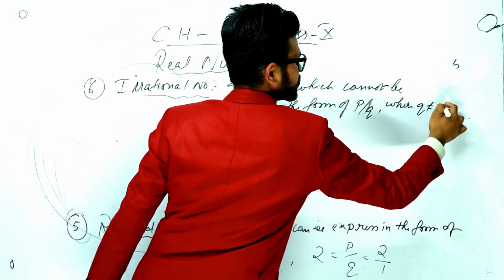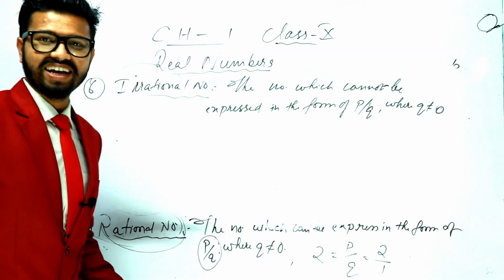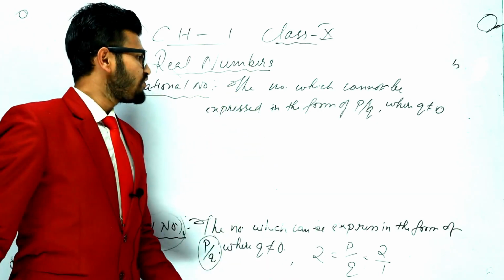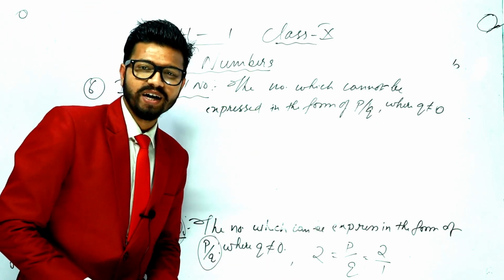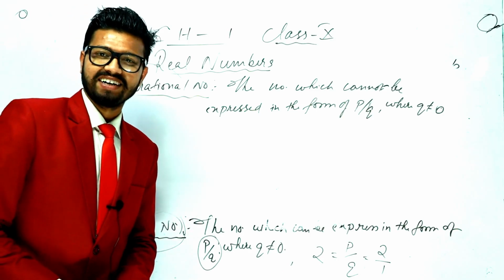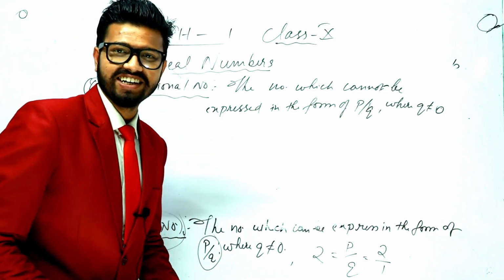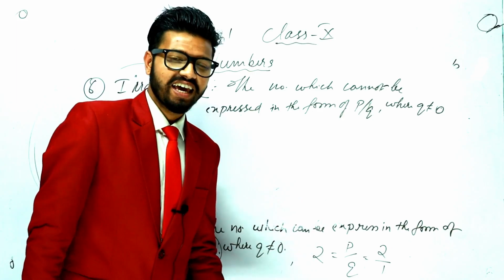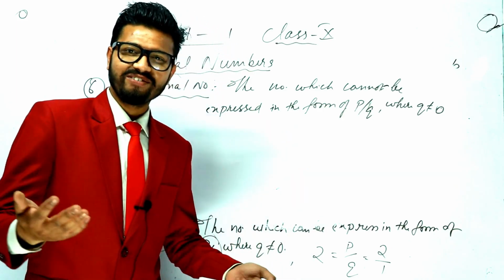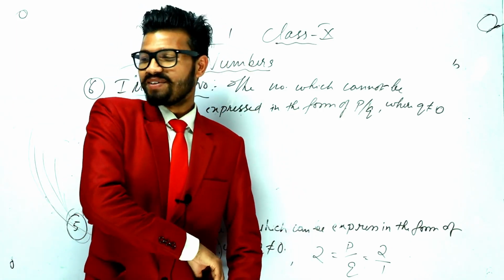Q is not equal to 0. Simple definition: the number which cannot be expressed in the form of P by Q is called an irrational number. So can you think of a number which is irrational, which cannot be expressed in P by Q form? I hope you are quite familiar with this term.